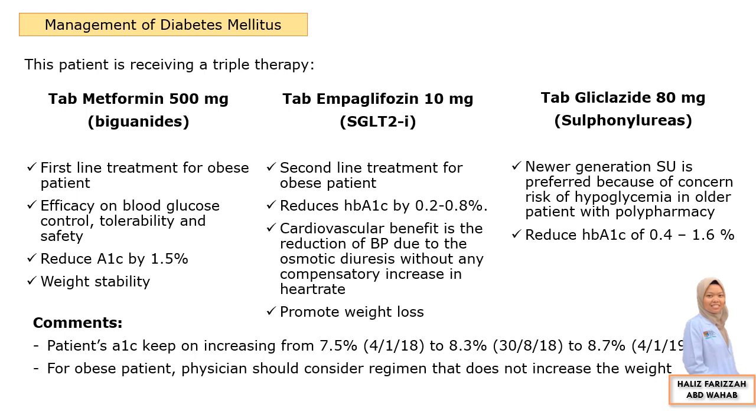Apart from reducing the HbA1c by 1.5%, metformin is beneficial for this patient because it does not cause the patient to gain any more weight. The second drug is tablet empagliflozin. It is the second-line treatment for obese patients, and it reduces the HbA1c by 0.2 to 0.8%.